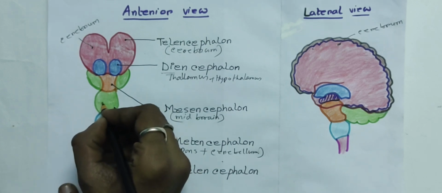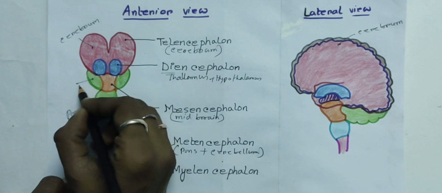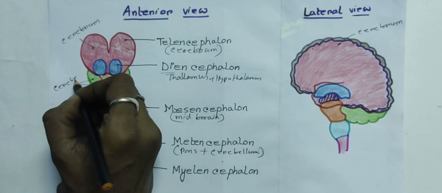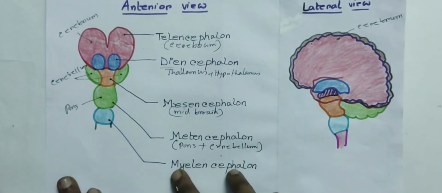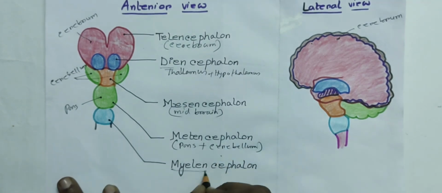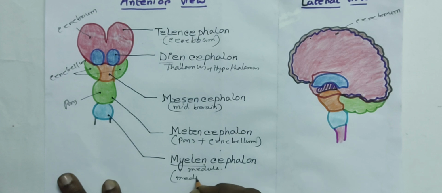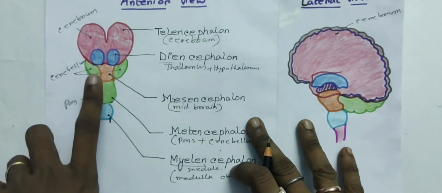Here this is pons, and this is cerebellum. And at last there is a myelencephalon. Myelencephalon, myelo means medulla. It's called medulla oblongata. So this is the basic structure of our brain.